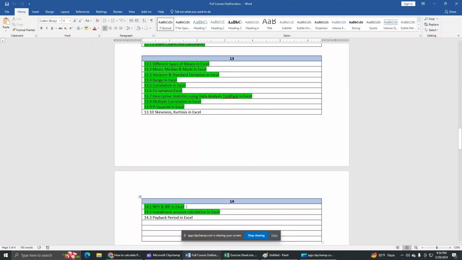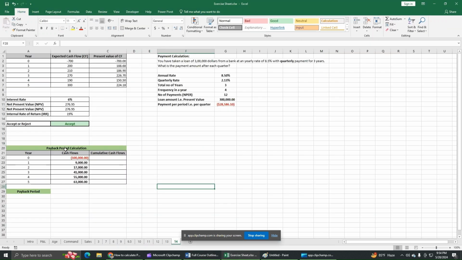Hello everyone. Today we will see how we can calculate payback period in Excel. So let's start. Payback period means the time that the business needs to cover its initial investment.